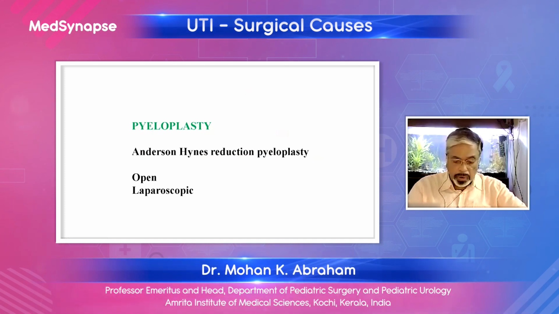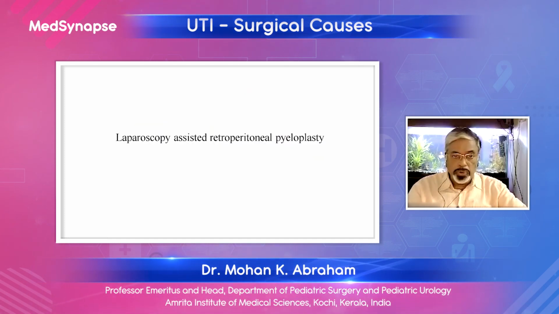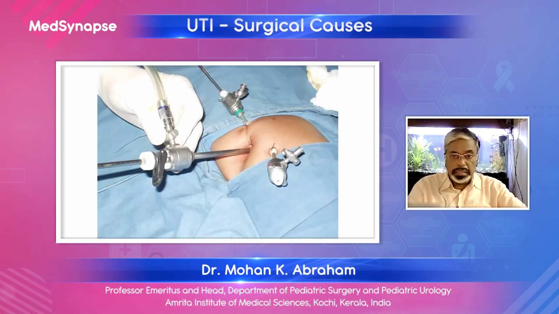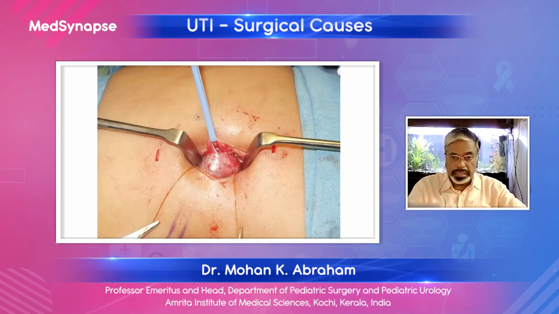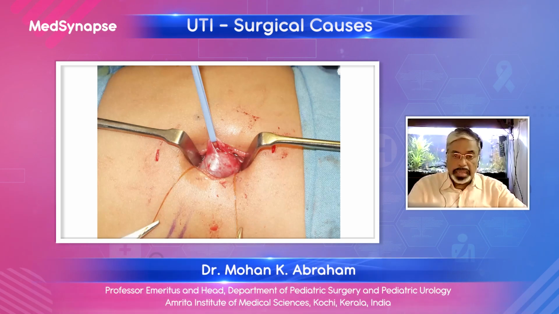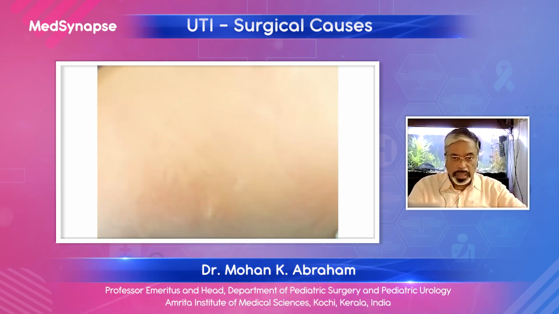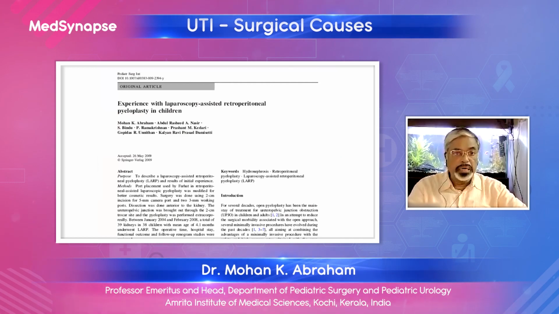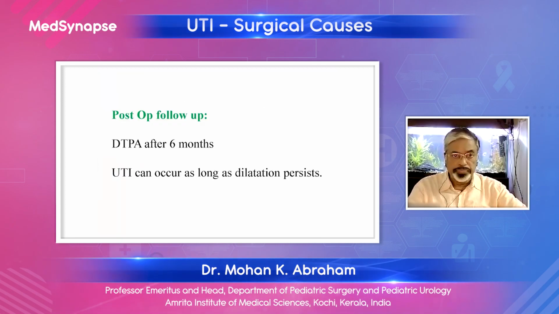It can be done either open or laparoscopic. You can also do it in very small babies, like 1 month, 2 month old babies. You can do a laparoscopy assisted retroperitoneal pyeloplasty. This is how it is done. You put 3 ports. You dissect out the pelvis, then make a small incision, 2 centimeter incision, and bring the pelvis and the ureter out. And then, as I said earlier, resect the pelvis and the upper part of the ureter and then anastomose. You will end up with a small scar like that. And then we published our technique in 2009, and we are still doing it for small babies.